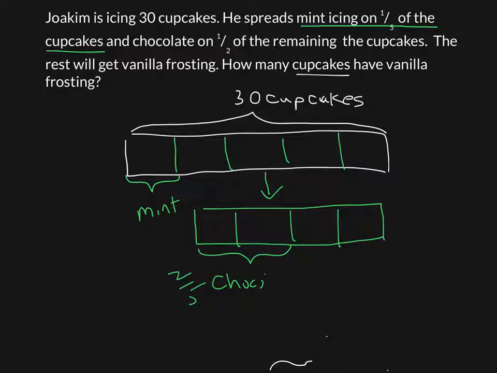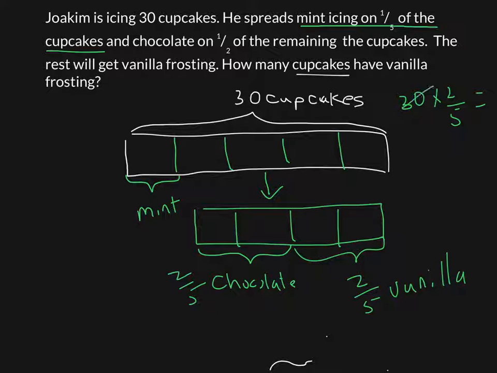2/5 have chocolate, and then the question is, how many have vanilla? Well, the remaining ones, and that's another 1/2, so that will be another 2/5 with vanilla. But it doesn't say what fraction of the cupcakes have vanilla frosting. It says how many cupcakes. So now I need to take 30 times 2/5 to find my final answer.